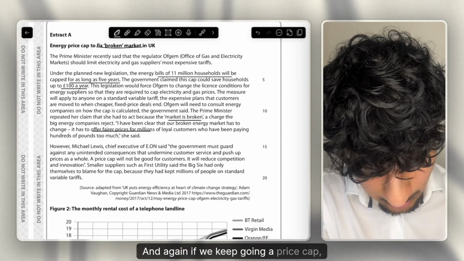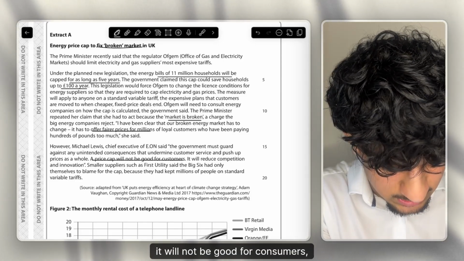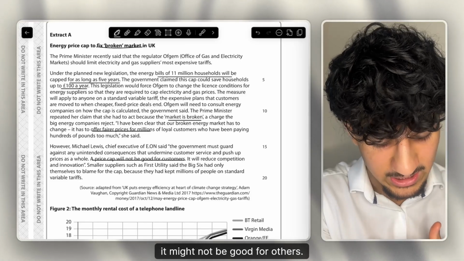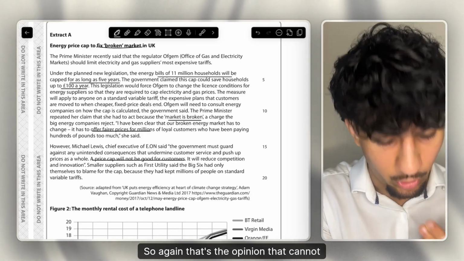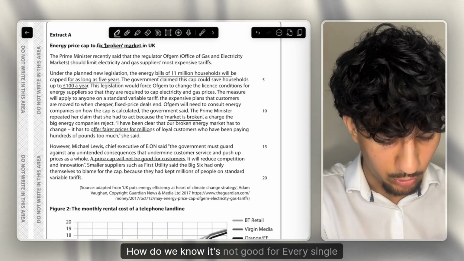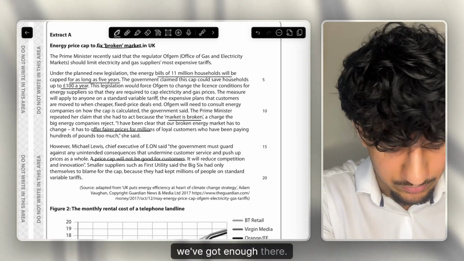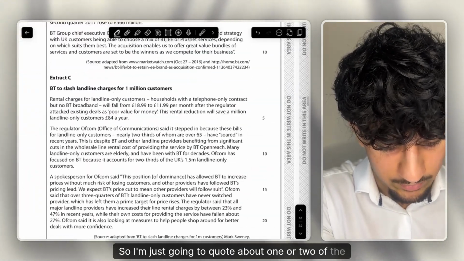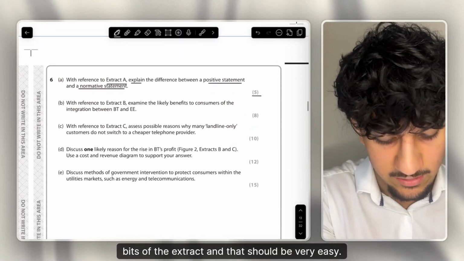And again, if we keep going, a price cap will not be good for customers. It could be good for some customers, it might not be good for others. So again, that is an opinion that cannot necessarily be tested. How do we know it's not good for every single customer? But yeah, we've got enough there, and like I said, this 5-mark question is fairly simple. So I'm just going to quote about 1 or 2 of the bits of the extract, and that should be very easy 5 marks here.